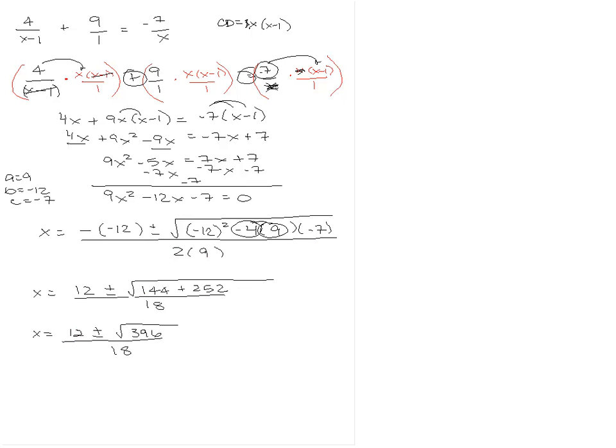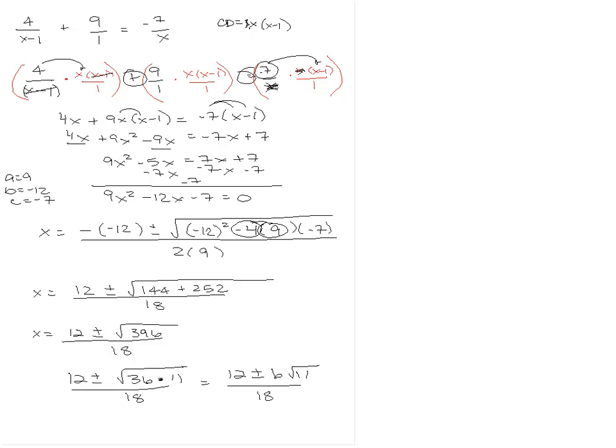I don't think that's a perfect square. No. 396. What goes into 396? Aha. All right. Guess what? 396 is 36 times 11. So that gives me 12 plus or minus 6 times the square root of 11. That's multiplied. All over 18.